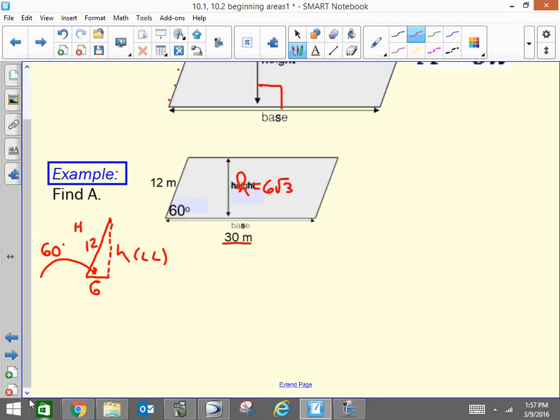Okay. So this is the parallelogram. And the area for a parallelogram is base and height that are perpendicular. So base is what, Jessica? Base is 30. And height is what we just found. Okay. What is that when you multiply them out, Madeline?